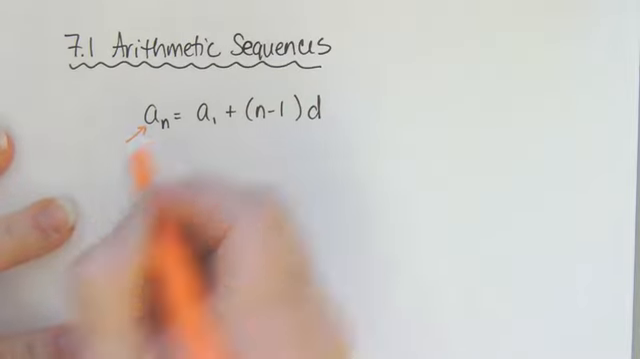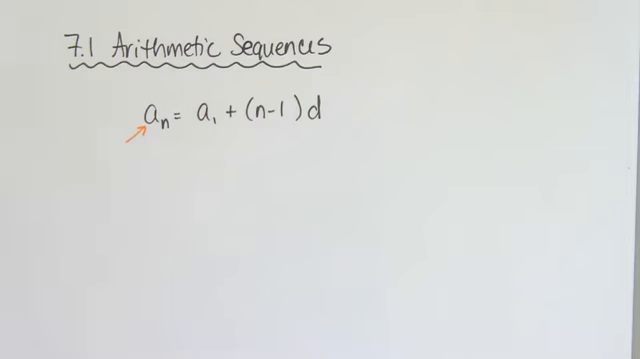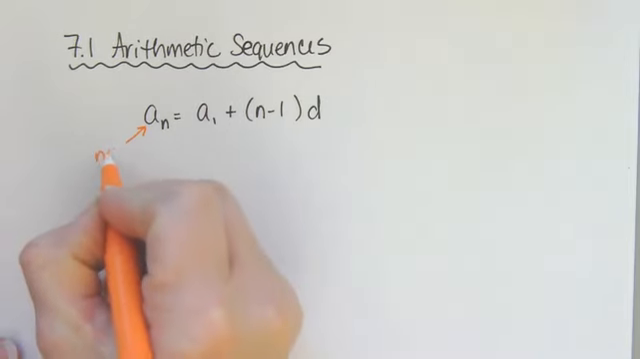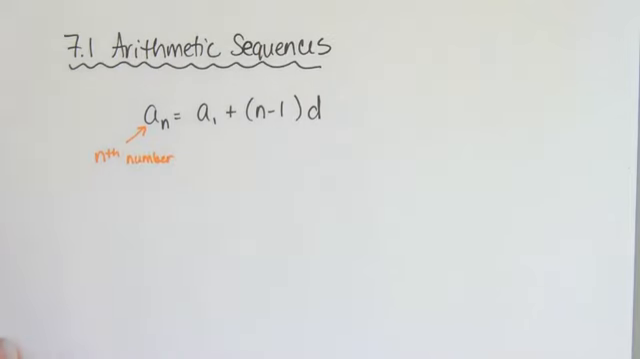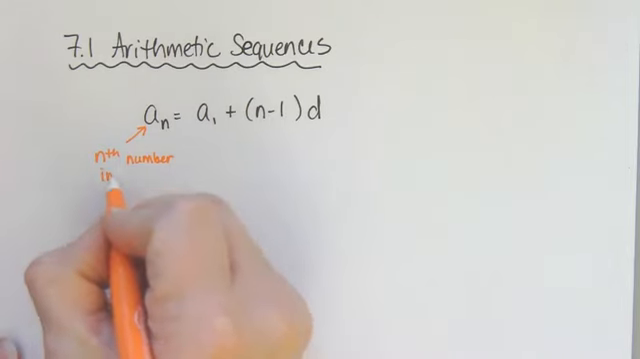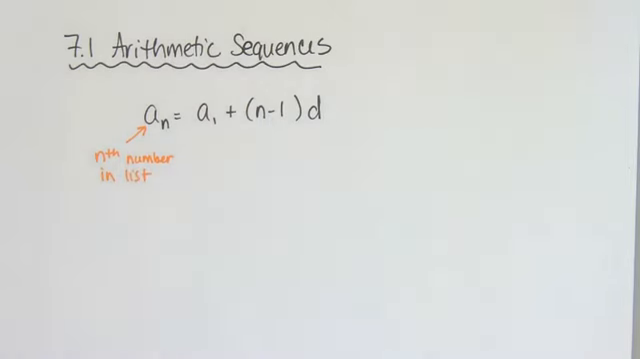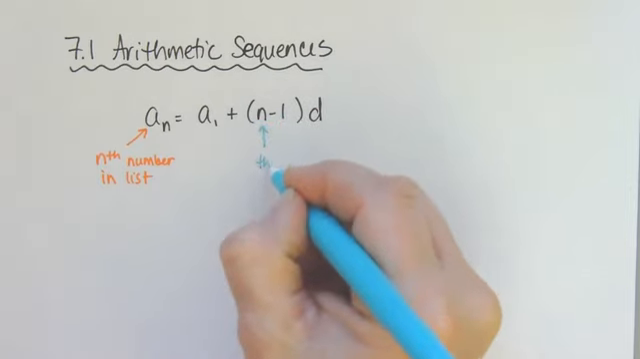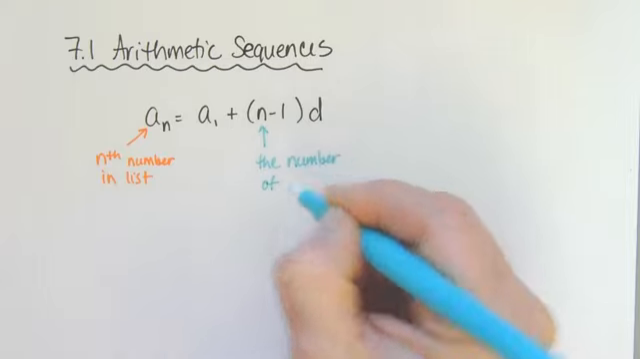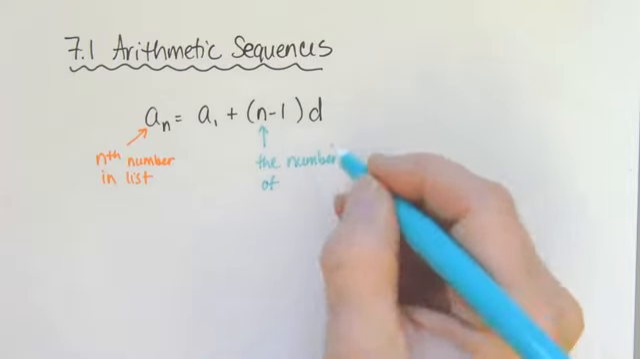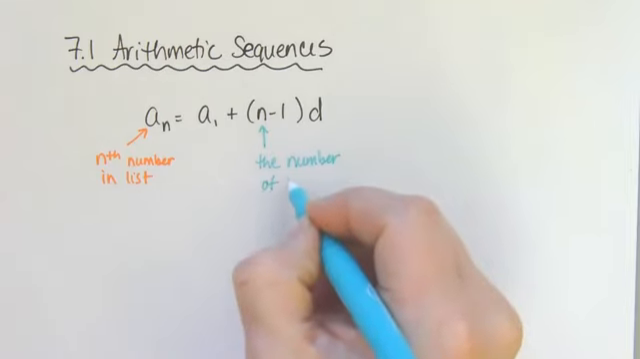So first off, we have this a sub n. A sub n would be the end of the list, our last number, the nth number in the list. And I'm specifically not saying last number because technically the list can go on and on forever. Plus, if you look over here, you'll see that there actually is a letter n, or a variable n, which talks about the number of numbers in the list, the number of whatever you have in the list.